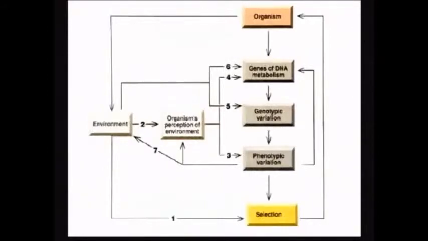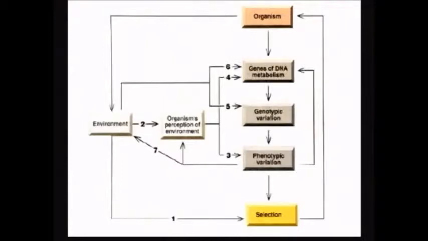So let's take a look at the chart. The chart is this: organism, and there are three variants: genes of DNA metabolism, genotype variation, phenotype variation, selection. Let me explain what they represent. Phenotype variation. Phenotype is the physical expression as you see it. So your phenotype is how you look physically in the world. Genotype is the underlying genetic code that programs for this structure.